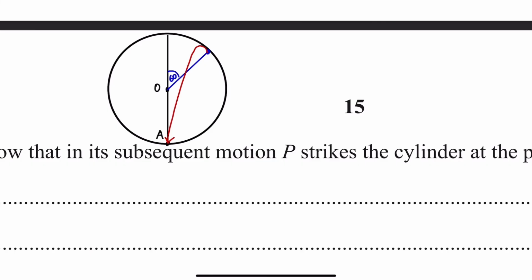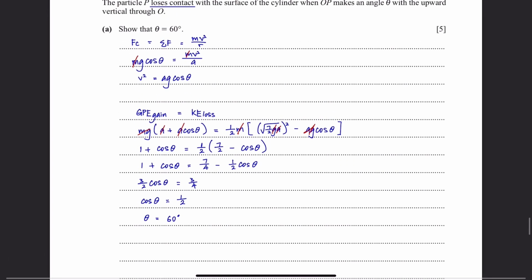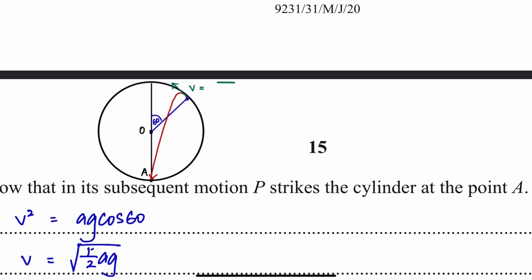And the direction of the velocity is always tangent to the circle. So we have the direction of velocity like this, in this direction, and V squared would be equal to AG cos theta. So let's sub it in first. V squared equals AG cos 60. So V squared would be 1 over 2 AG. So we know that V is root of 1 over 2 AG.